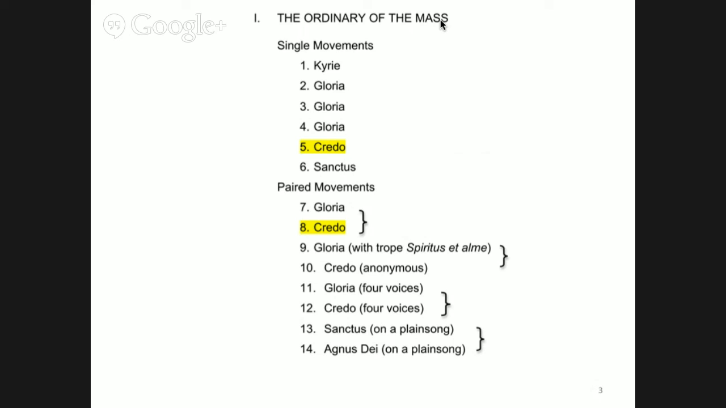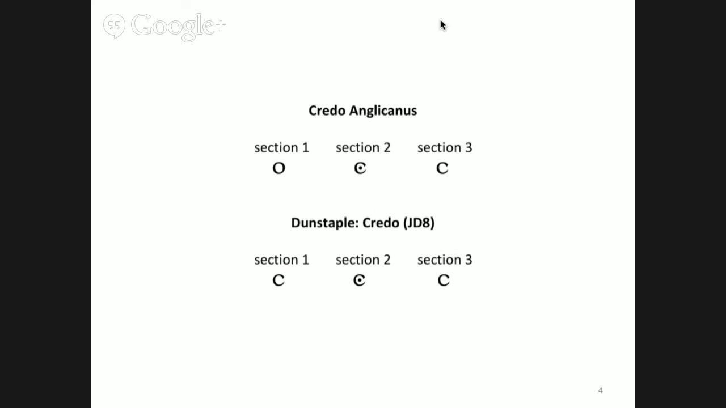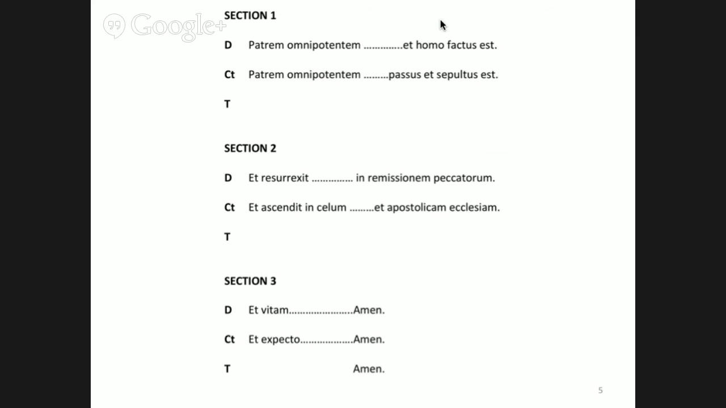If we set these two works alongside each other, certain basic common features are immediately apparent. Obviously the setting for three voices, the subdivision of each section into three, each setting into three sections, as shown on the overhead, each with its own mensuration, the same divisional points in the text, see them there, and the text telescoping in the upper voices, a subject to which we shall return.